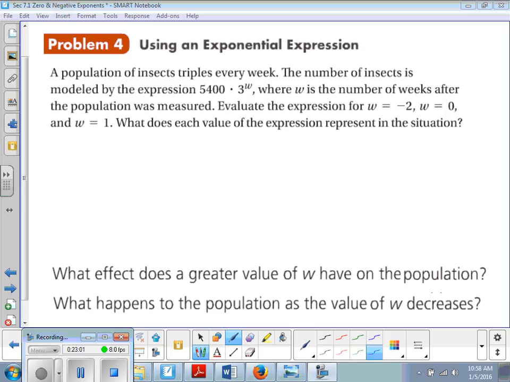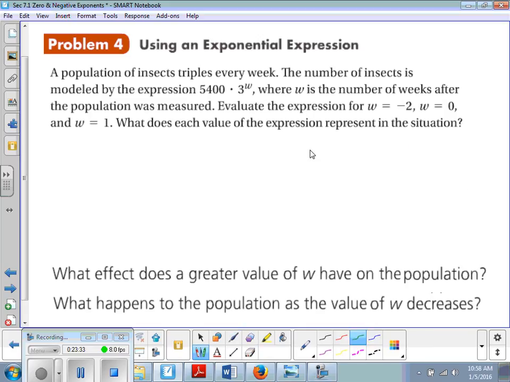Now, I want you to know that sometimes you will see it as W is equal to negative 2, 0, and 1 when they're telling you what to substitute, okay? So that just means that you're going to substitute negative 2, you're going to substitute 0, and you're going to substitute 1. Don't get confused by that. Is everybody clear? Okay. So we have 3 substitutions to do.